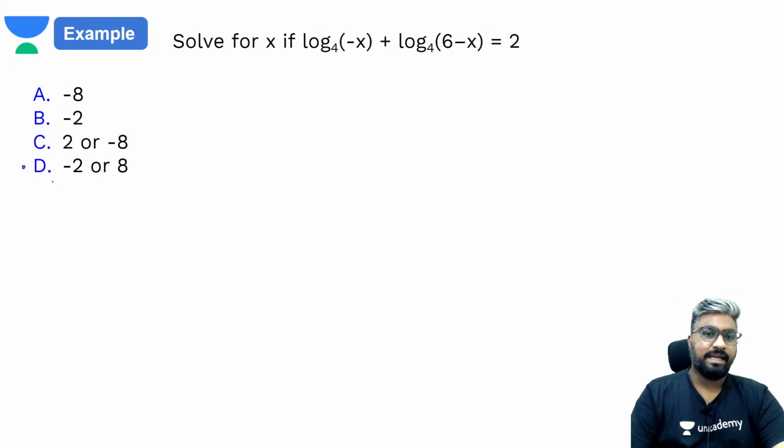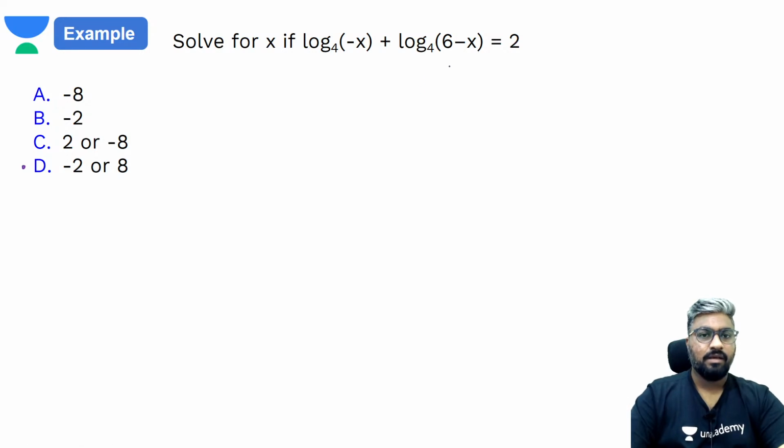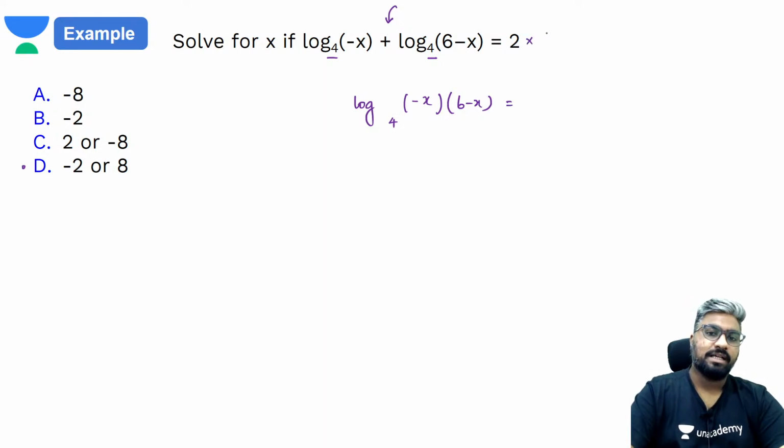Okay, a lot of people are saying D. Let's solve this. Solve for x if log of minus x to the base 4 plus log of 6 minus x to the base 4 is equal to 2. How can we rewrite this? The base is 4, and in between there is a plus sign, so we multiply. We get log of minus x into 6 minus x to the base 4 is equal to 2 into 1. And 1 is nothing but log 4 to the base 4. So 2 into log 4 to the base 4 is log 16 to the base 4.